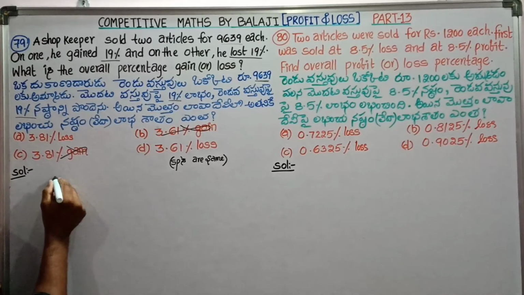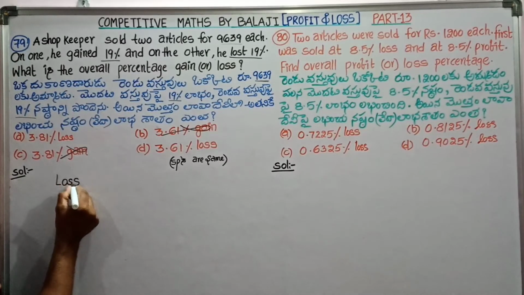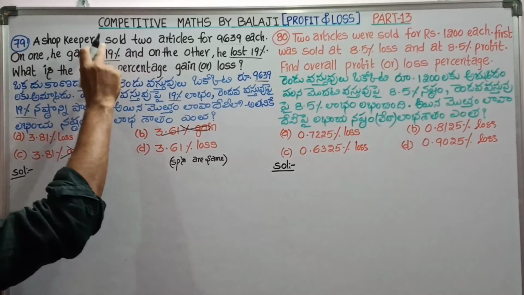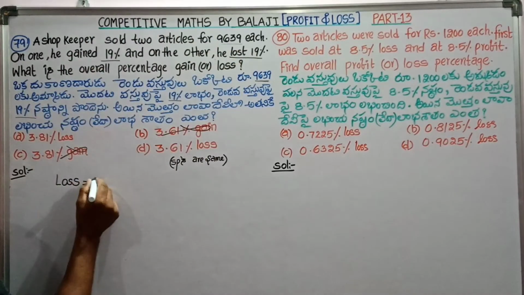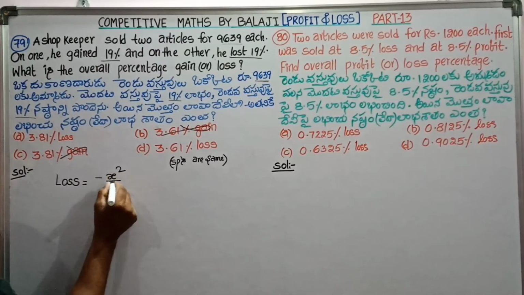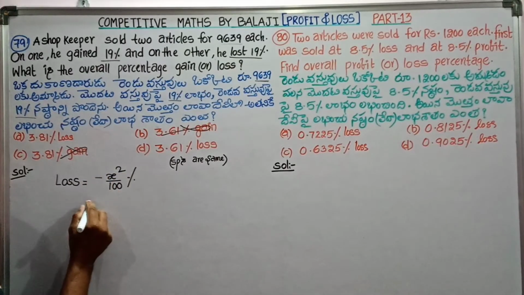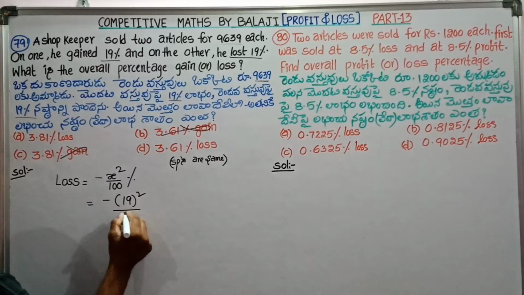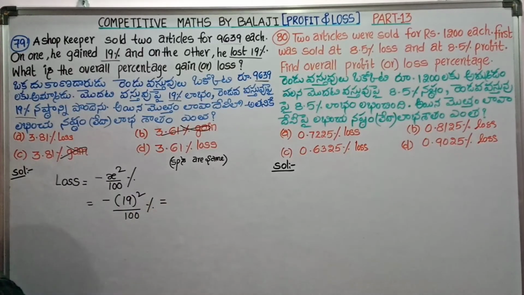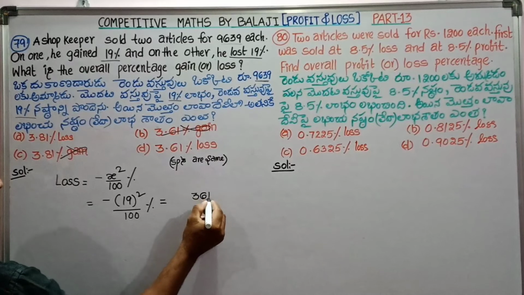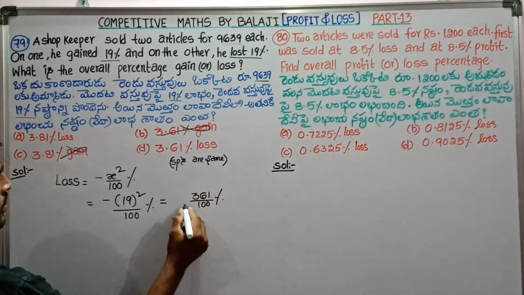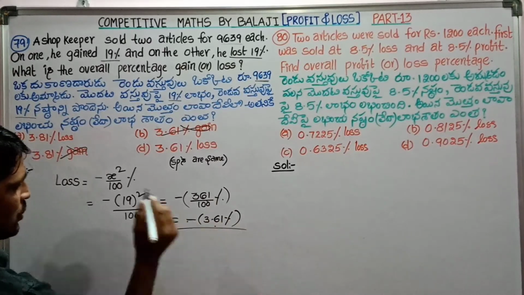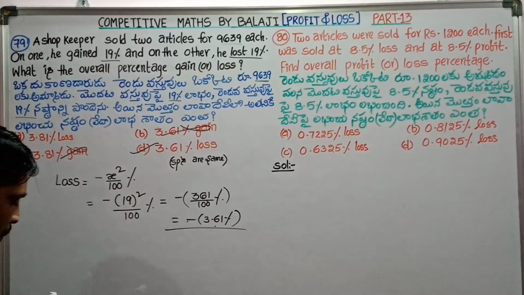Yes, we get always loss since SPs are the same and profit percentage on the first article is numerically equal to loss percentage on the second article. That is equal to -x²/100%. That is minus 19²/100% loss. 19² is 361. 361/100%, that is minus 3.61% loss. Loss is 3.61%. So answer is D.